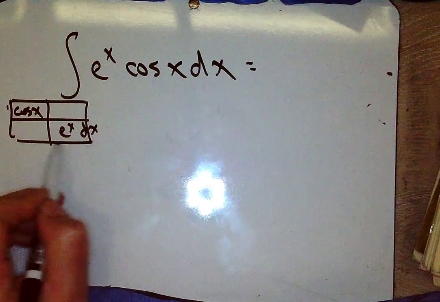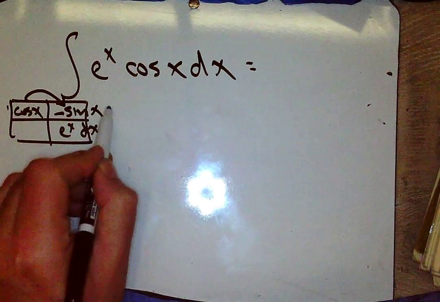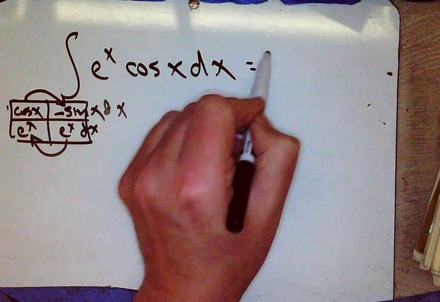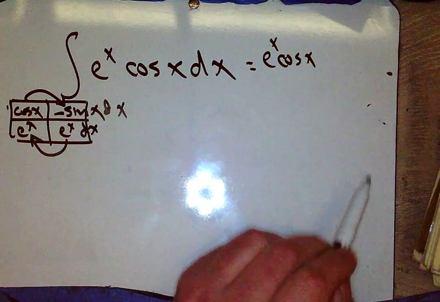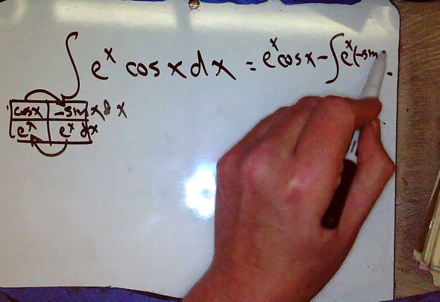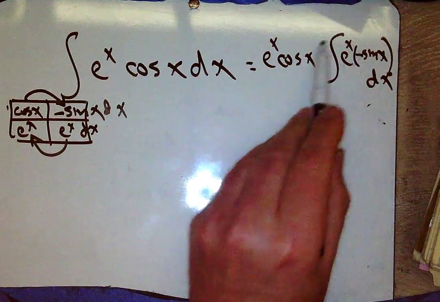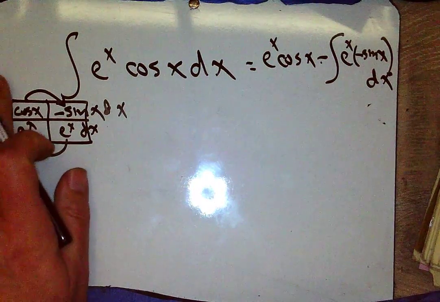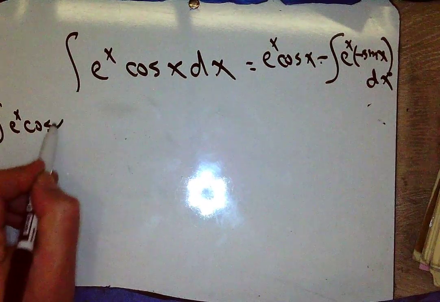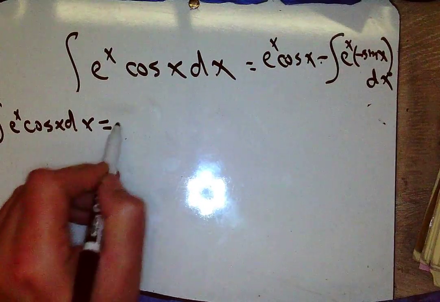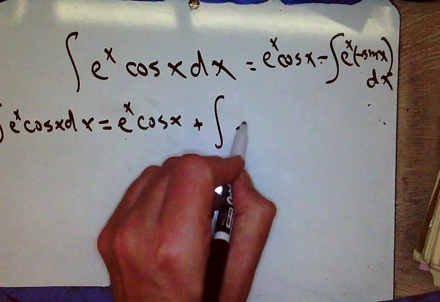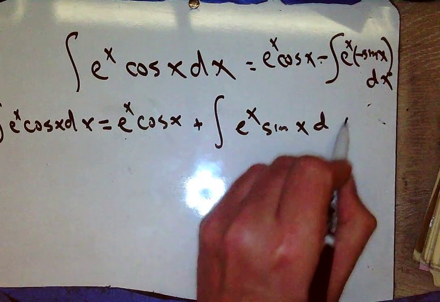x, dx, dx, negative sine x, dx, and e to the x. So I'm going to have e to the x cosine x minus the integral of e to the x negative sine x dx. Well, that negative comes out with that negative, and I get myself a positive. So now I'm saying the integral of e to the x cosine x dx equals e to the x cosine x minus times minus is plus e to the x sine x.